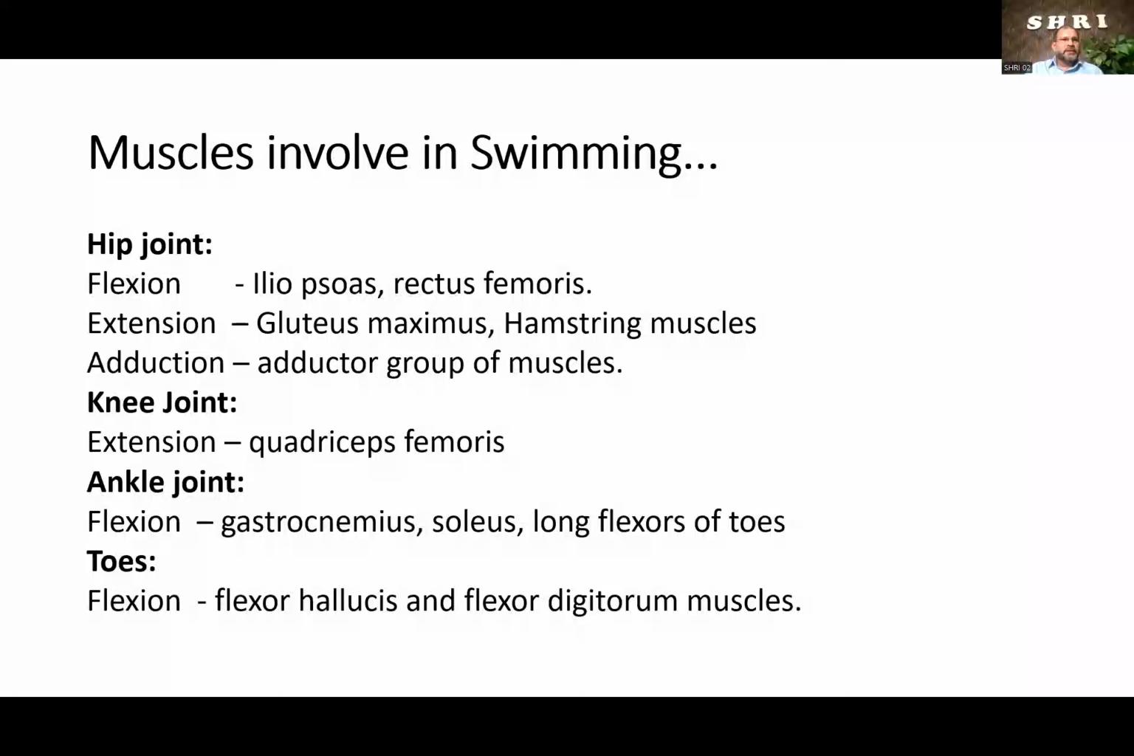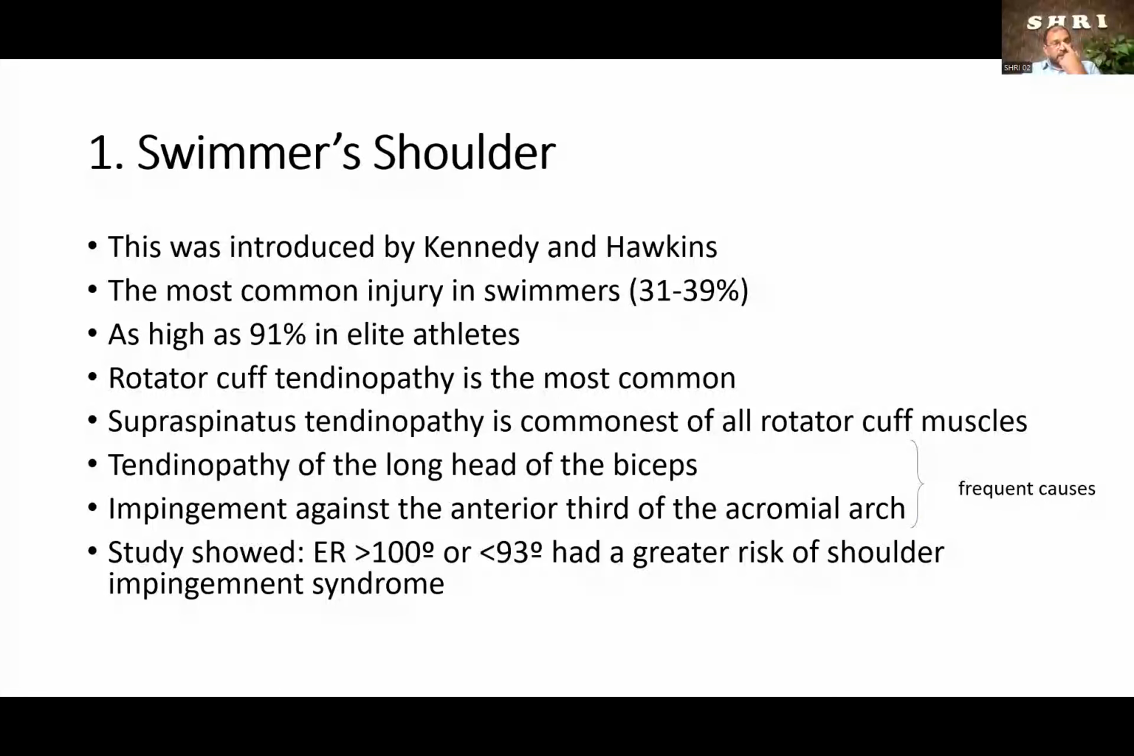Then in the lower limb, hip flexion is done by iliopsoas and rectus femoris, mainly iliopsoas. Extension by gluteus maximus and hamstring muscles. Adduction, adductor group of muscles. Knee joint extension by quadriceps, ankle joint plantar flexion by gastrocnemius, soleus, and long flexors of toes. The toes flexion, flexor hallucis and flexor digitorum muscles. So these are just to list the muscles which are acting on joints.